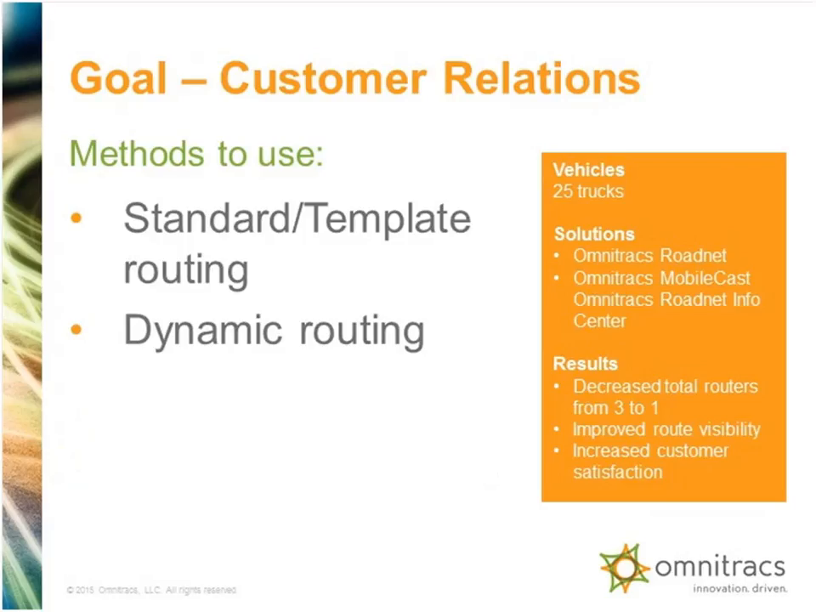If your goal is customer relations, then you want to use either standard template routing or the preferred routing ID, or preferred routing that I mentioned earlier, where you can assign or pre-assign your drivers and your equipment to certain locations and routes. One example of this is we had a customer that actually had 25 trucks, and as soon as they started using their system, they decreased the number of routers from 3 down to 1. So they had 3 people routing 25 trucks, and the system took it down to 1. At the same time, they improved their route visibility, and they increased their customer satisfaction because things start to get done on a more regular basis.